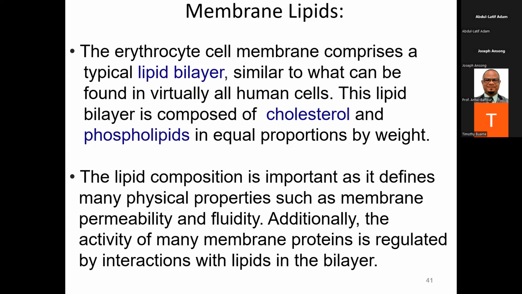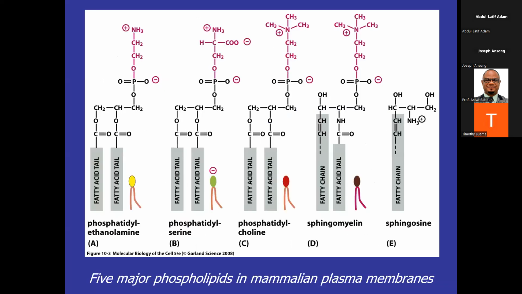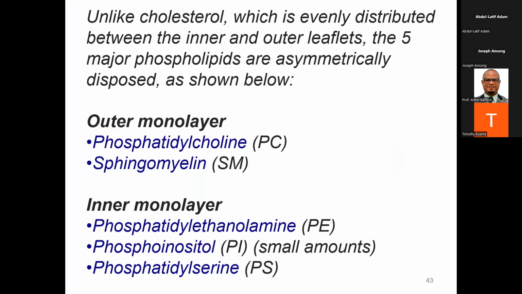But when it gets into a large vessel, it enlarges itself and assumes its individual size. So these are the phospholipids that you can find. You have phosphatidylethanolamine, phosphatidylserine, phosphatidylcholine, sphingomyelin, and sphingosine. The ones on the outer side are phosphatidylcholine and sphingomyelin. The ones on the inner side are phosphatidylethanolamine and phosphatidylserine.